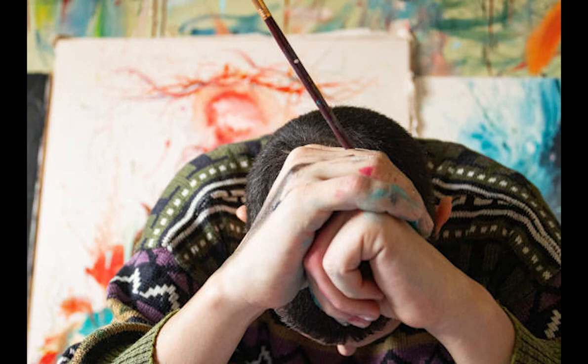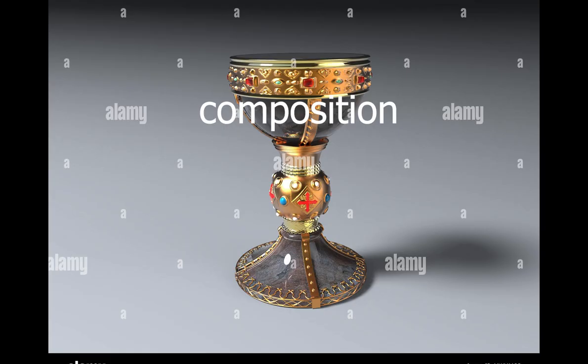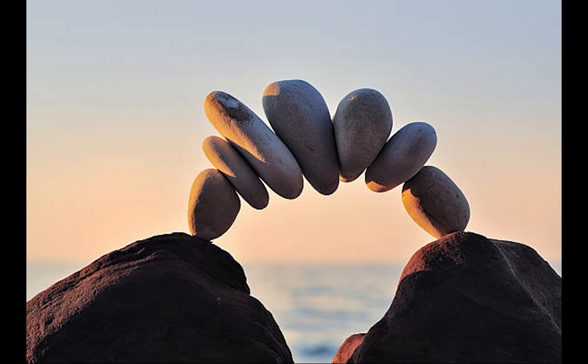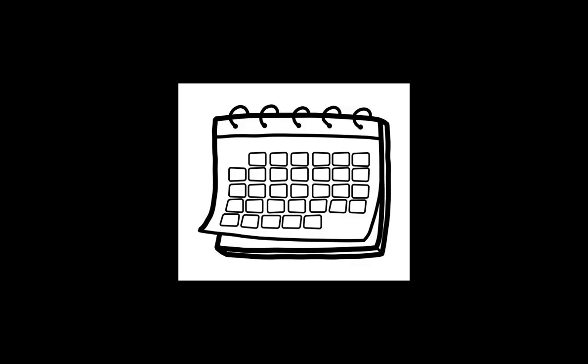Composition is complicated. If you don't know how to use it, your art can feel off, cramped, like something's wrong, but you're just not sure what. But it can be one of the most important things to learn if you want harmony, visual interest, legibility, and overall cohesion.